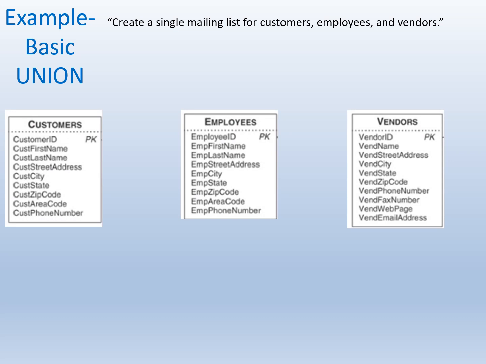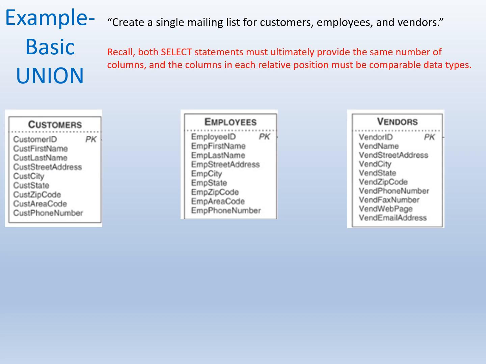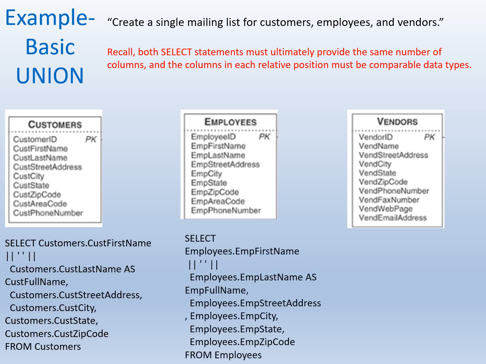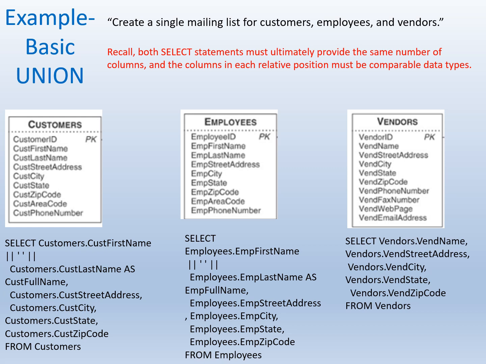Let's look at an example of a basic union. Suppose you were asked to create a single mailing list for customers, employees, and vendors. These are our 3 tables. Recall that your select statements, when using the union command, must have the same number of columns. Here we have a select statement from the customers table. Here we have the select statement from the employees table, and here we have the select statement from the vendors table. We have the same number of columns retrieved from each of the tables.